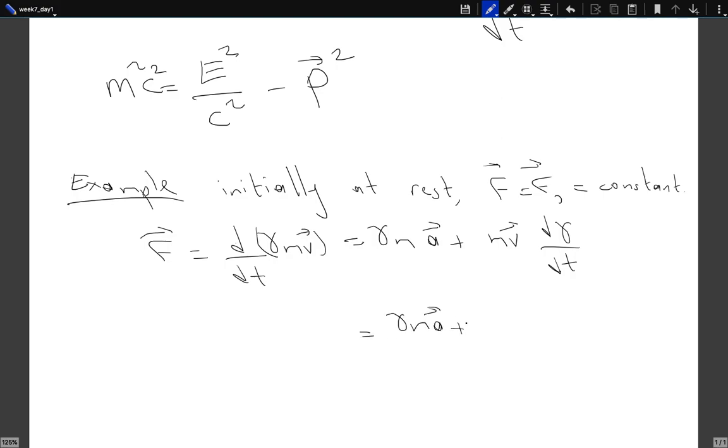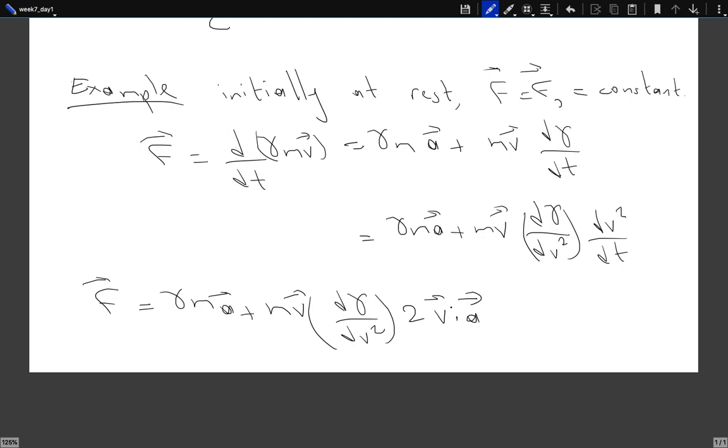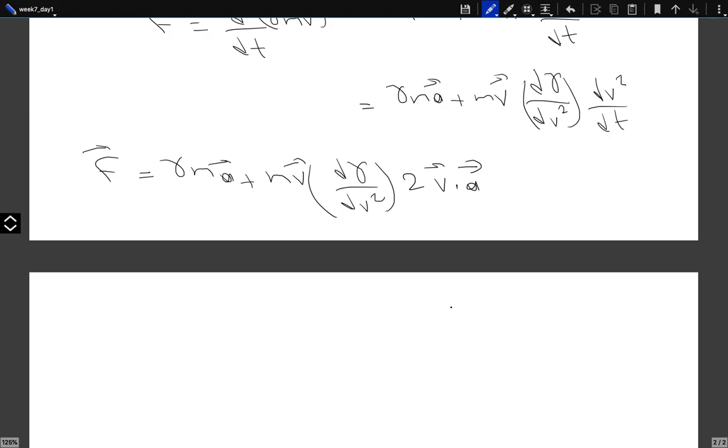This is gamma ma plus mv times d gamma by dv squared, because gamma depends on time only through v squared, and then we have dv squared by dt. So the force is equal to gamma ma plus mv d gamma by dv squared, and this derivative is twice v dot a. Why did you take the derivative with v squared instead of v? As you wish, both are correct, if you do it properly. Well, you see, v is the square root of v squared. If you want to take into account the vector nature, you have to use this one now.